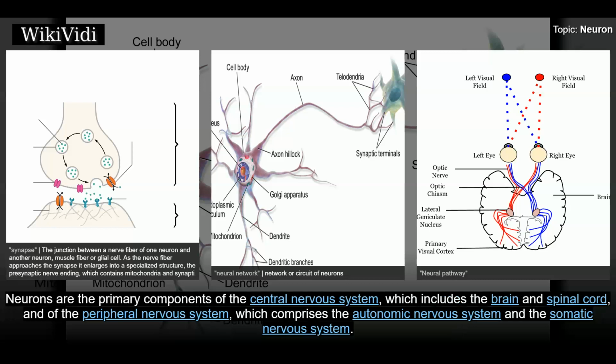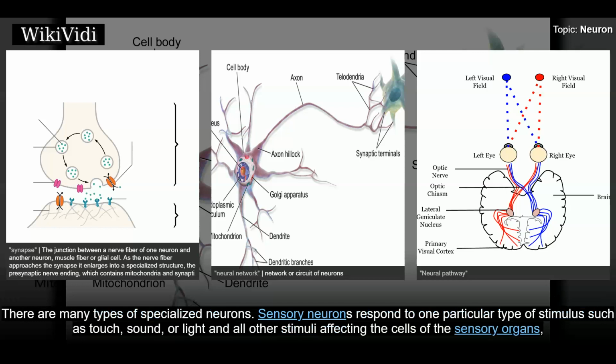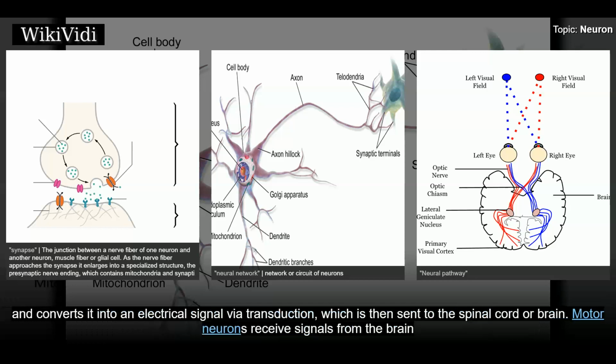Neurons are the primary components of the central nervous system, which includes the brain and spinal cord, and of the peripheral nervous system, which comprises the autonomic nervous system and the somatic nervous system. There are many types of specialized neurons. Sensory neurons respond to one particular type of stimulus such as touch, sound, or light, and all other stimuli affecting the cells of the sensory organs, and convert it into an electrical signal via transduction, which is then sent to the spinal cord or brain.